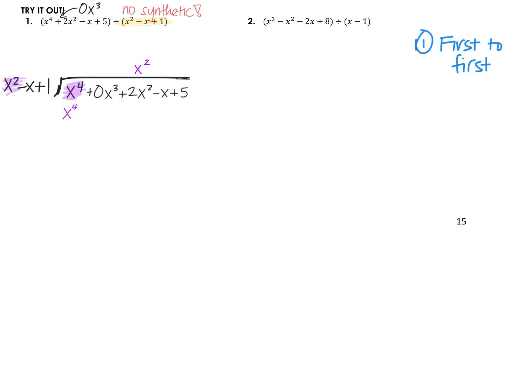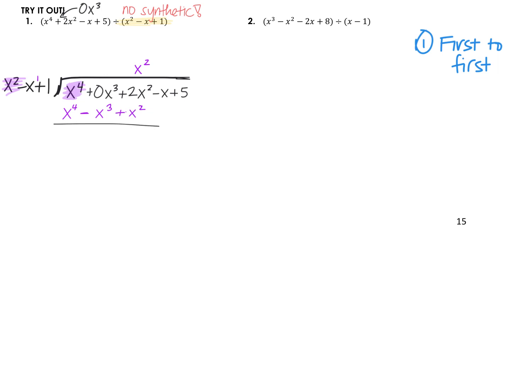x squared now times negative x. What's that? Negative x to the 3rd, because remember, this one has a 1. Okay, and then the last one, x squared times 1, x squared. Plus x squared. You are now going to subtract.